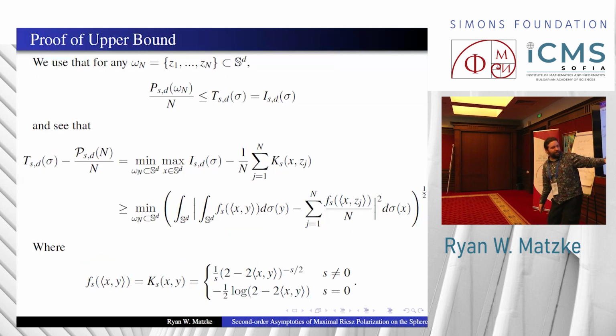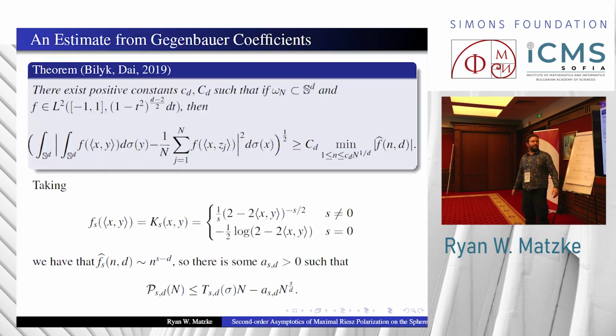So now what would be nice is to have some kind of lower bound on this L2 average. And so for that, we make use of a relatively recent result from my PhD advisor, Dmitriy Bilyk, and his collaborator, Feng Dai, basically saying that you can bound such an L2 average from below by the minimum of the absolute value of the first some number of Gegenbauer coefficients in the Gegenbauer expansion of your function. I believe that these were introduced earlier in some of the earlier talks.